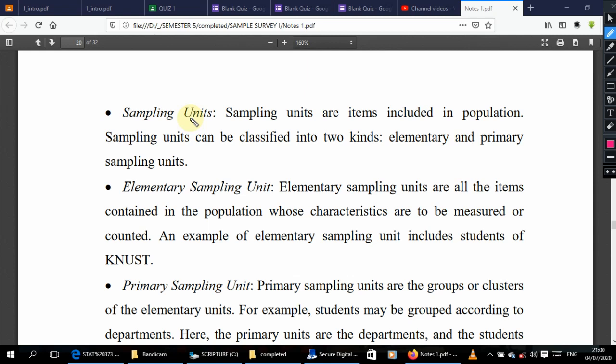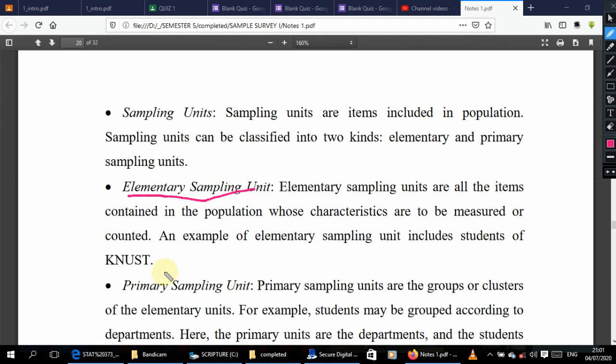So elementary sampling units are all the items contained in the population whose characteristics are to be measured or counted. An example of elementary sampling units include students of K University. So you want to do a survey on K University, you want to look at students' CW, maybe the average CW. So your sampling units are the students. Okay, students, and that is elementary. That's the lowest point.